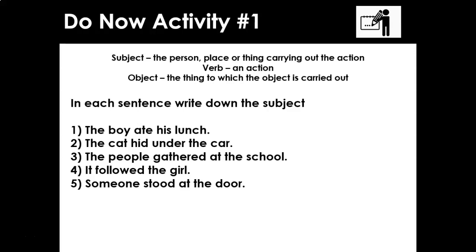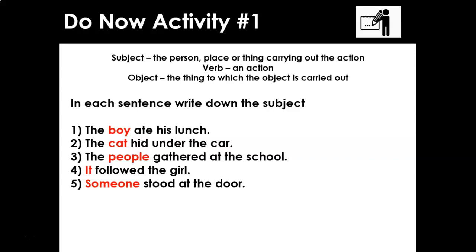Right, people, are we ready? You should be able to see the correct answers now. Okay, look at that. So were you right? So number 1, the boy. So it answers the question, who ate his lunch? The boy did. What hid under the car? The cat. Who gathered at the door? People. What followed the girl? It did. Who stood at the door? Someone. So these are all those subjects. They're all words that label the person, place, or thing carrying out the action.